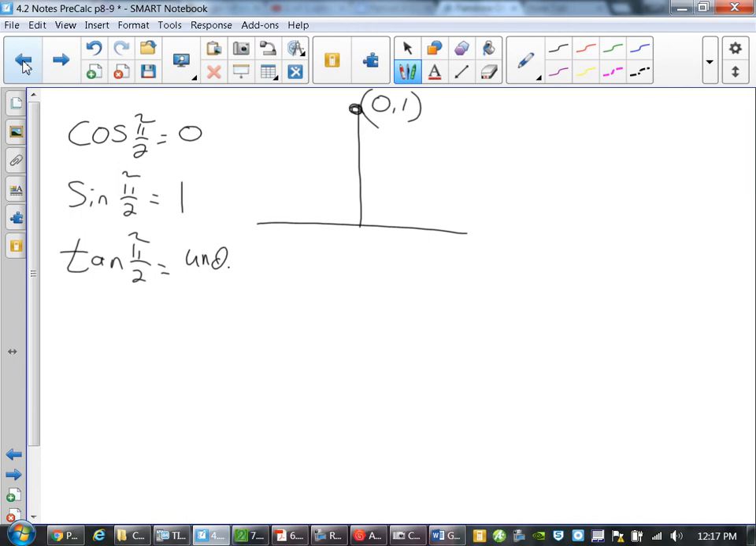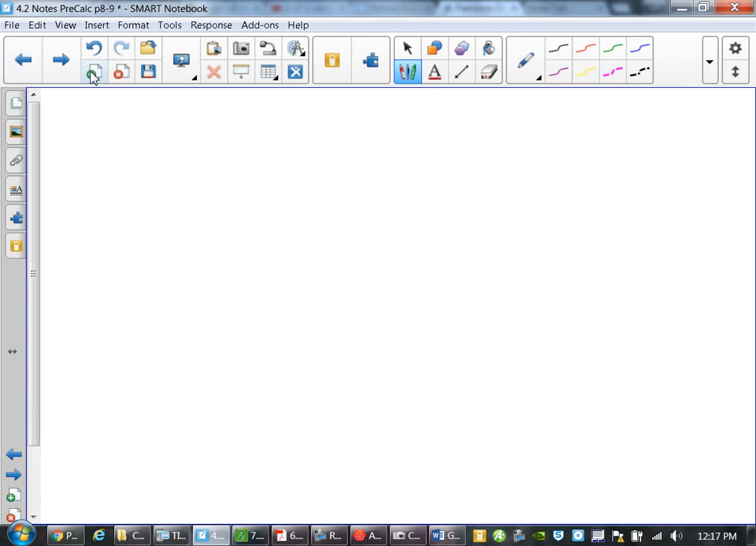All right? And then what changed when you went to pi? Things became negative, right? So at pi, your cosine was negative 1. Your sine was 0. Your tangent was 0. Now, what's the inverse of negative 1? It's still negative 1, remember. It's not opposite reciprocals or anything like that. It's just the inverse. Okay? And then the inverse of 0 is undefined. And then you go down to the last one, at 3 pi over 2.